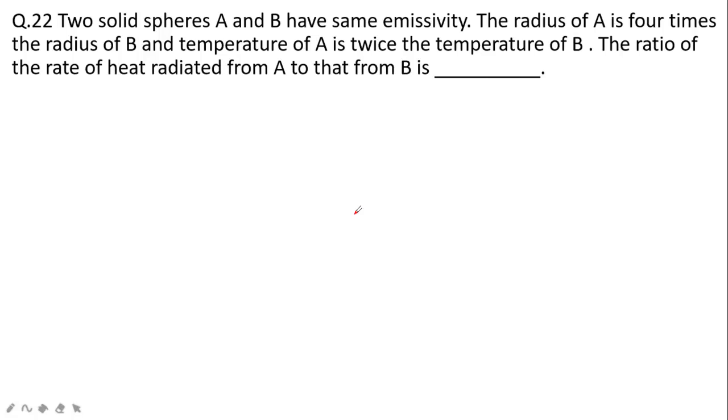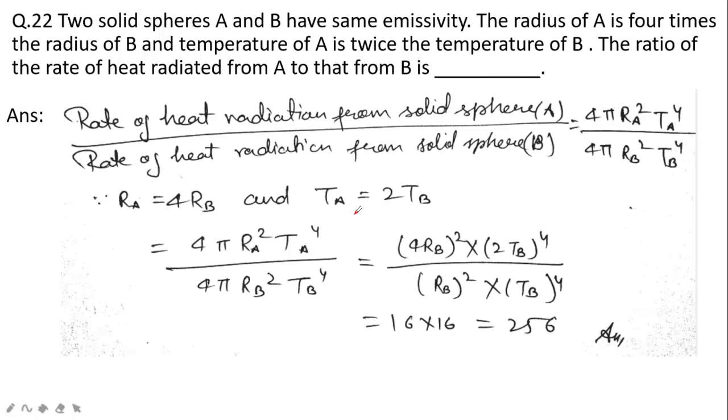हमें A और B की हीट रेडिएशन का रेशियो निकालना है. The same question we have done earlier too. So the same approach will do. PA over PB we have to derive here. Just simply I am saying what we have to derive.